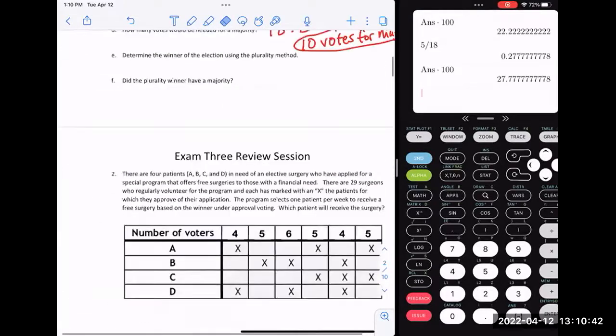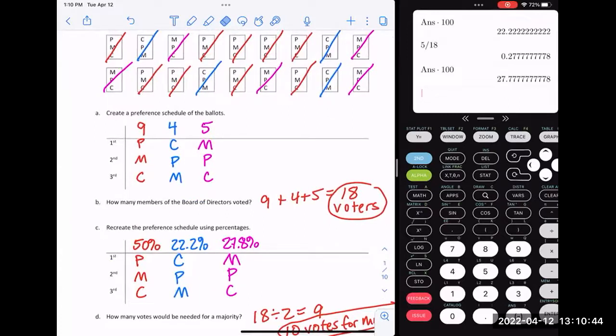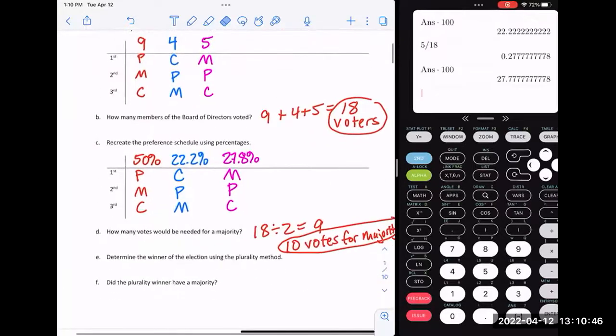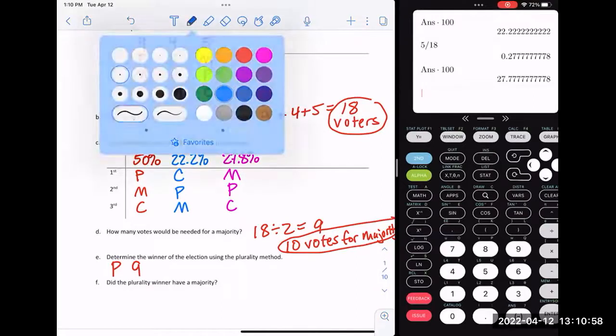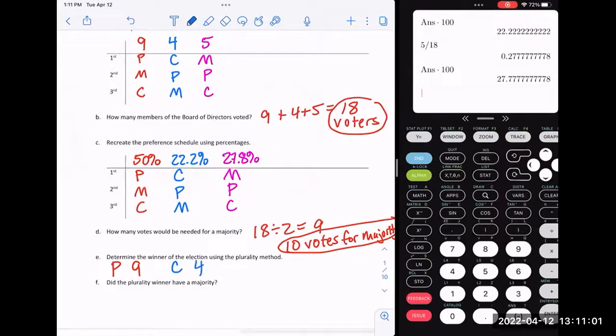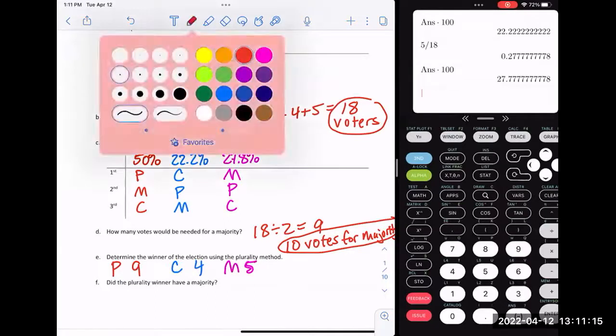So I can see that if I just look at first place votes, Philadelphia had 9. And Chicago had 4 votes. Miami had 5. So I can see who has the most votes. In this case, it would be Philadelphia.